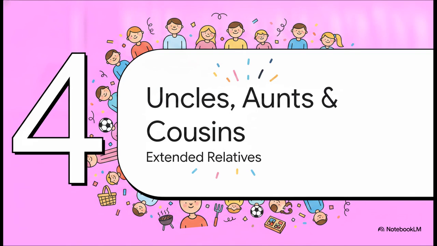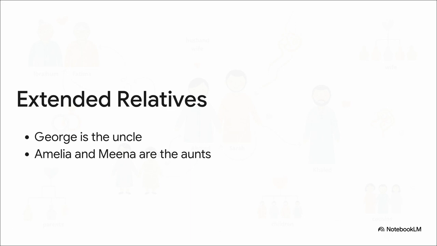All right, branching out now to section 4, uncles, aunts, and cousins. Looking outward at the extended family, we see George is Karen and Jack's uncle, while Amelia and Mina are their aunts. Now, for our Arabic speakers, I want you to pay really close attention here, because this is a massive difference between the two languages. In Arabic, you've got very specific, distinct words for your father's brother versus your mother's brother, right? But in English, it is vastly simplified. Any brother of either of your parents is simply your uncle, and any sister of either parent is just your aunt. It really makes things a whole lot easier.